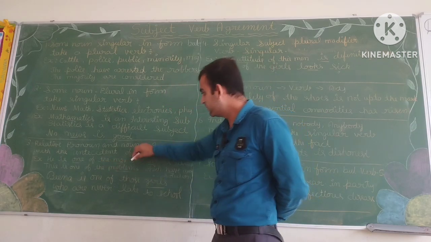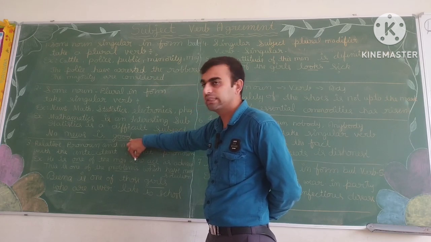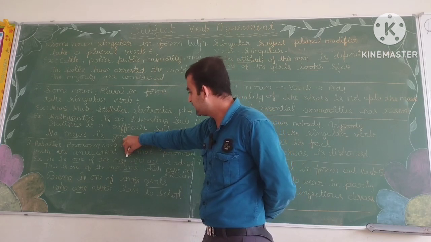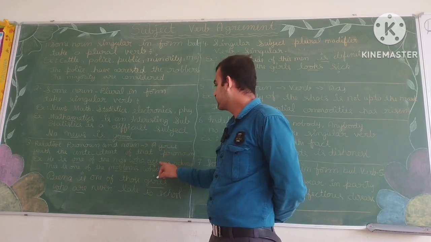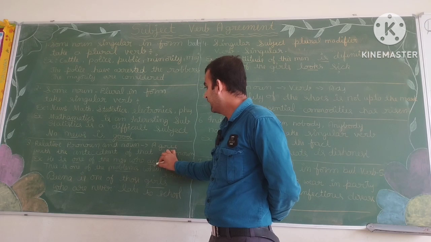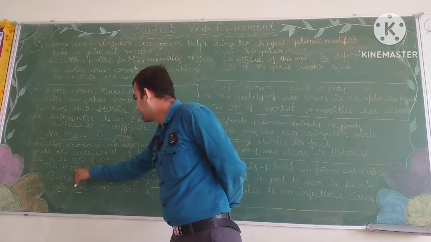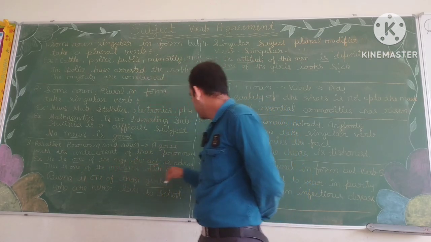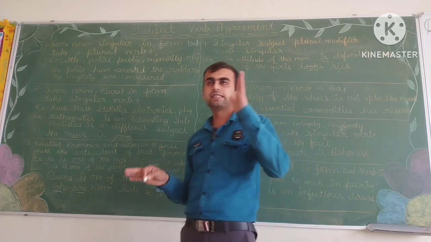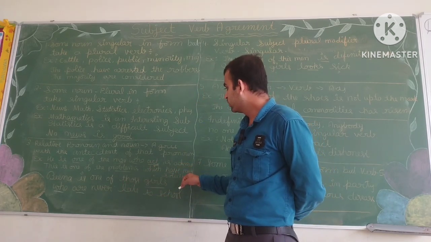Which is the relative pronoun here? That is who. Which is the nearest subject to who? That is men. So men is plural, so the verb must be plural: act. Act is a plural verb. Next, this is one of the problems which have more solutions.